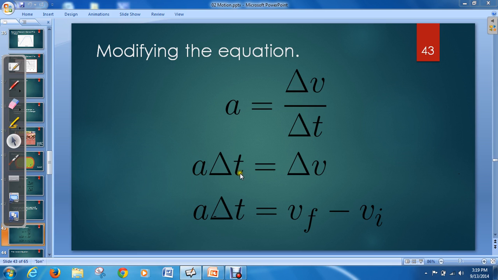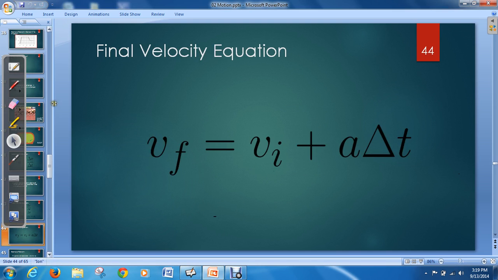So we get acceleration times change in time equals change in velocity. And then if we write the definition of change in velocity as v final minus v initial, we get acceleration times change in time equals final velocity minus initial velocity. And then if we add this initial velocity over to the other side, we get one of our other equations.